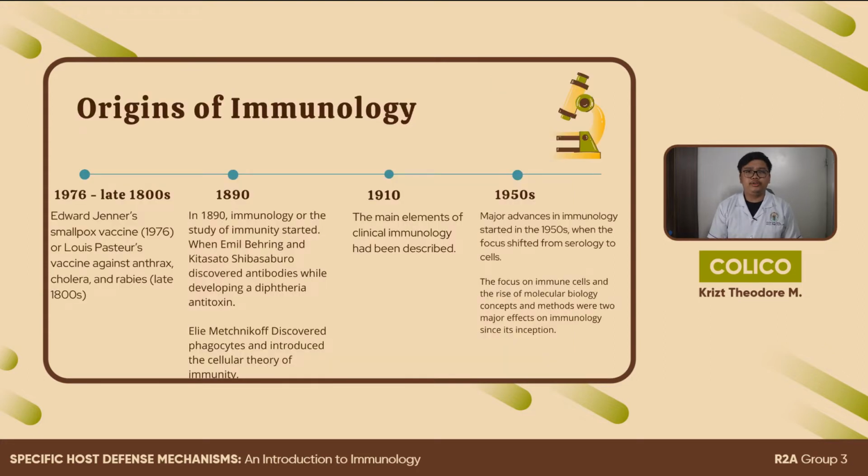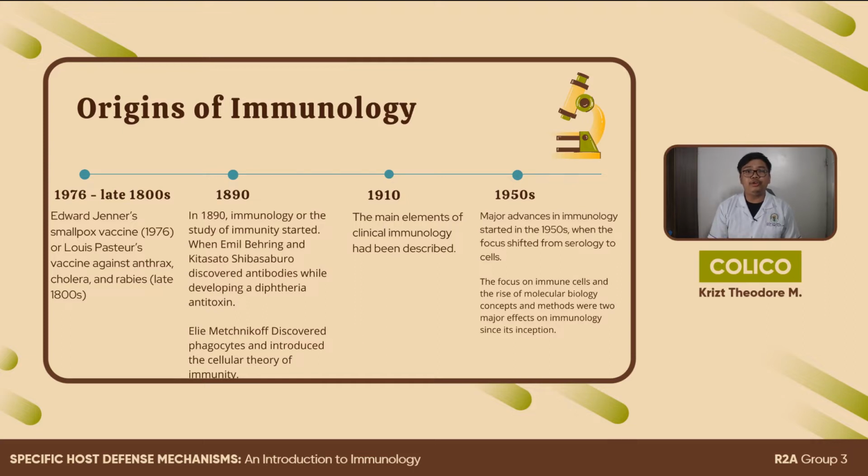The origin of immunology. Edward Jenner's smallpox vaccine in 1796 and Louis Pasteur's vaccines against anthrax, cholera, and rabies in the late 1800s are considered the origin of the science of immunology. Pasteur was the first to use the terms immune and immunity, but they didn't know how the vaccines worked.